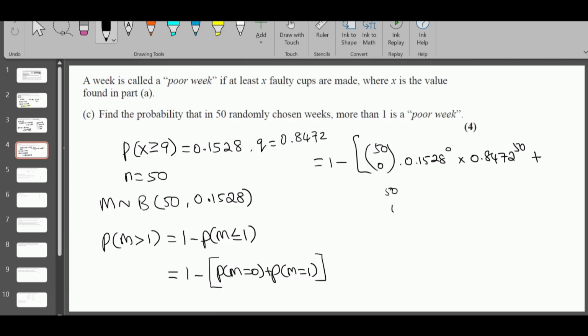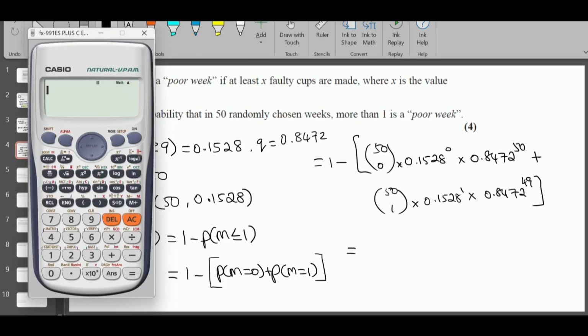plus 50C1 times p to the power 1 times q to the power 50 minus 1. Find this probability. The first one, 50C0 is 1, anything to the power 0 is 1. It's just 0.8472 to the power 50 plus 50C1, which is just 50, times 0.1528 to the power 1, which is the same, times 0.8472 to the power 49, and subtract the value from 1.